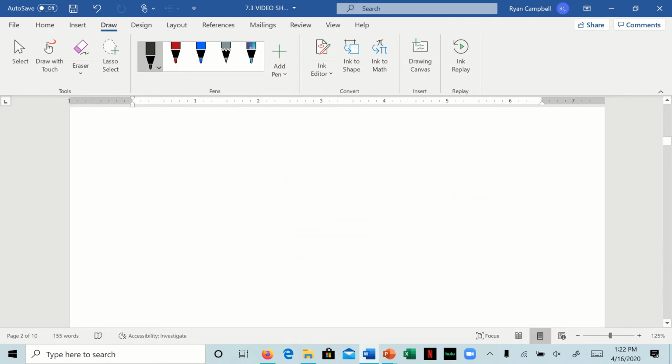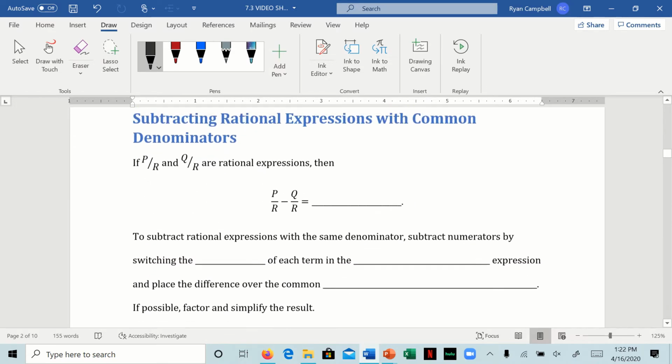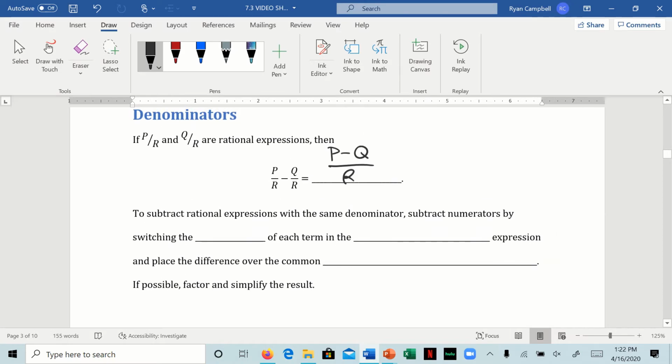All right, let's look at some subtraction problems. So subtraction is the exact same, right? If you have the same denominator, you just subtract the top and put it over the denominator. So specifically when it comes to subtraction, the way to do it is subtract the numerators by switching the signs of the second term.